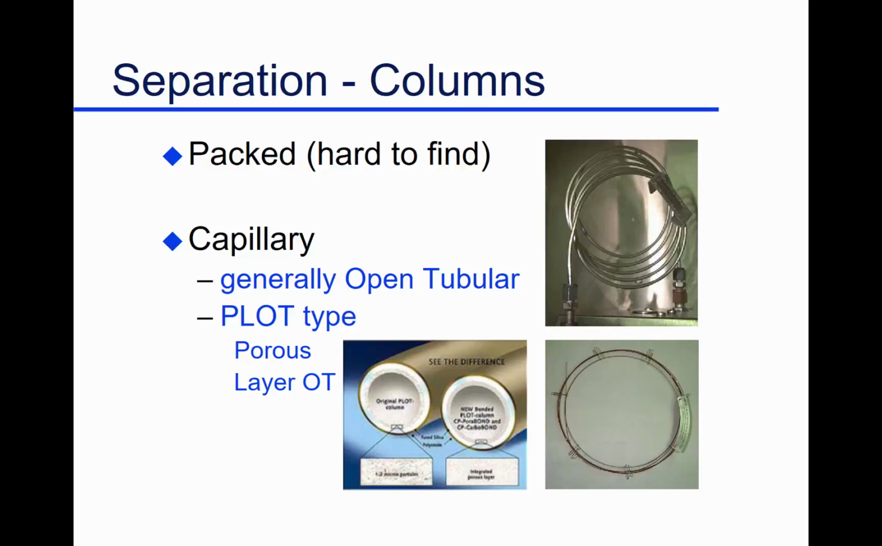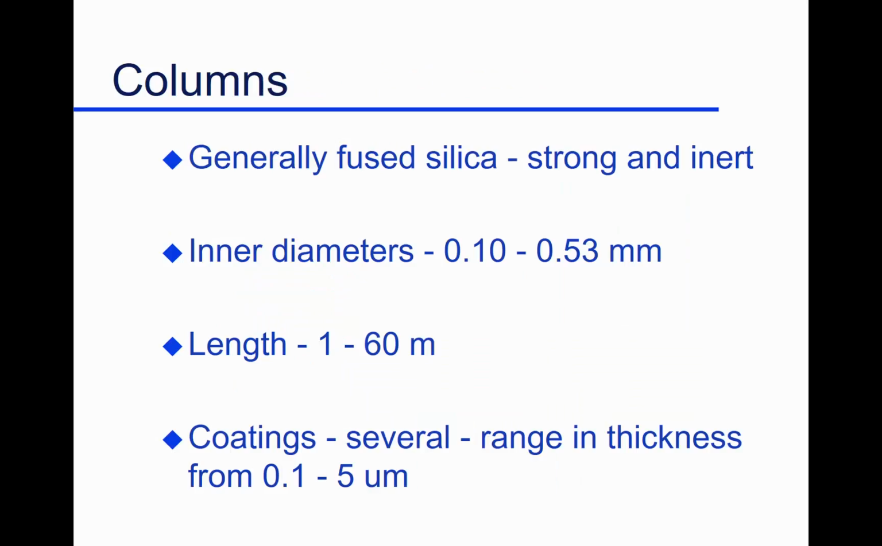So generally we're talking about open tubular columns. It's an open tube. Another type is porous layer open tubular, where the granular material is put on the inside, coated to the wall. The columns started off being stainless steel, then they went to Pyrex glass. Ultimately, they've gone to fused silica, and that's what we use today, a fused silica column.